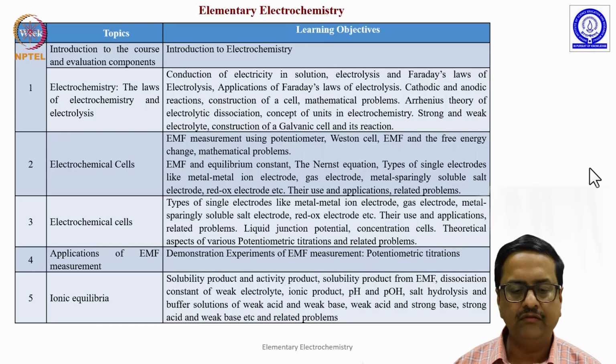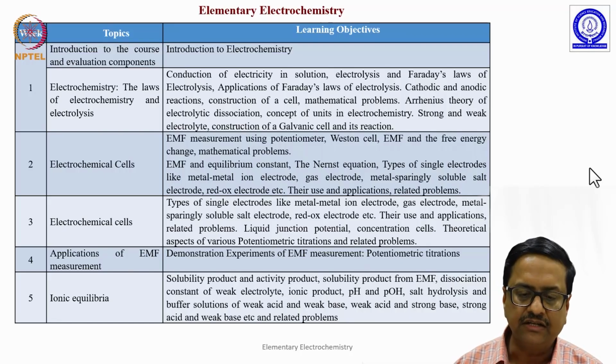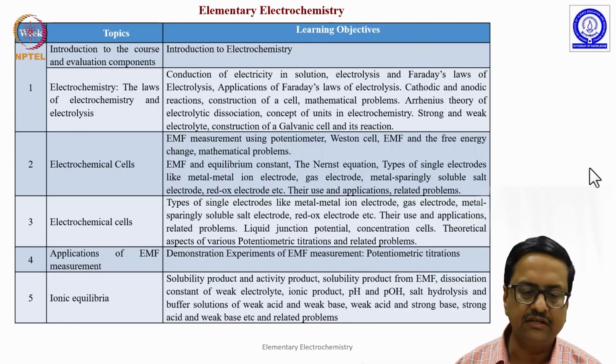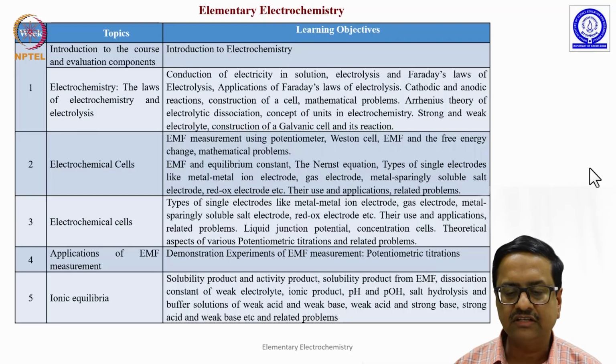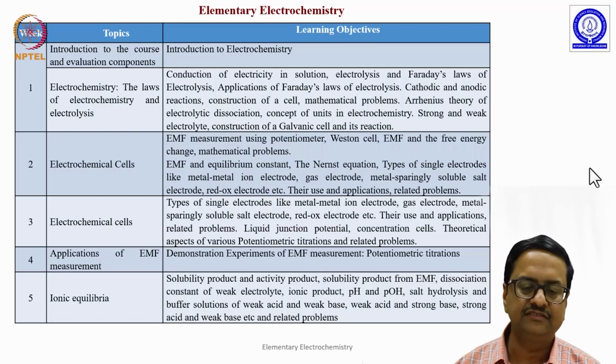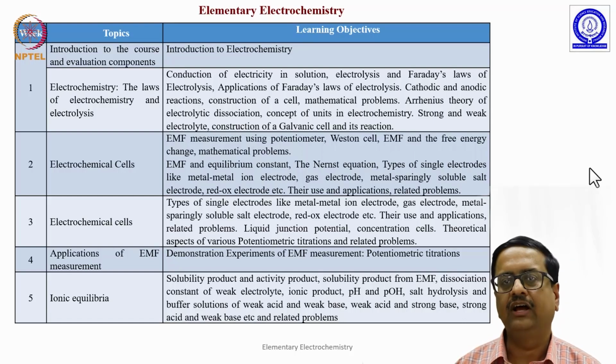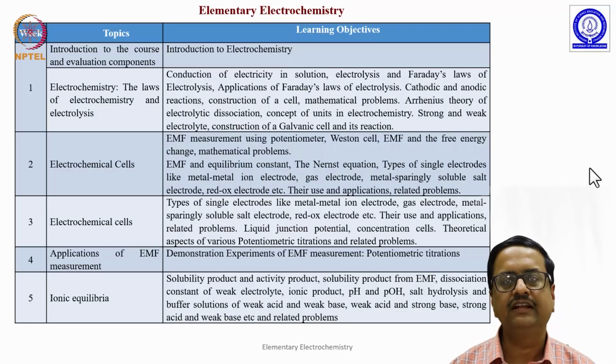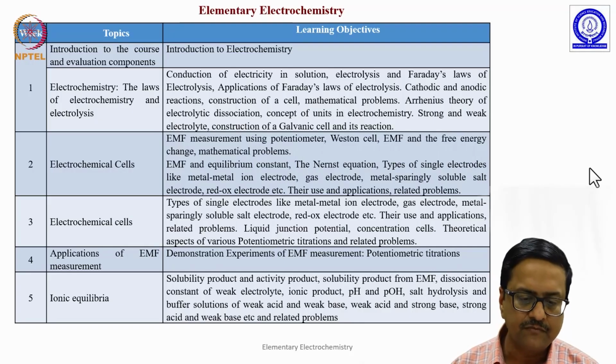In the third week, we will talk about types of electrodes, single electrodes, different types of redox reactions, and their use in practical life. We will talk about liquid junction potential, concentration cells, and learn some aspects of their applications. And then we will discuss the theoretical aspects of various potentiometric titrations and related problems.